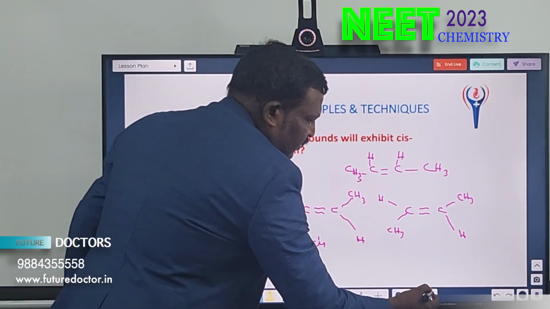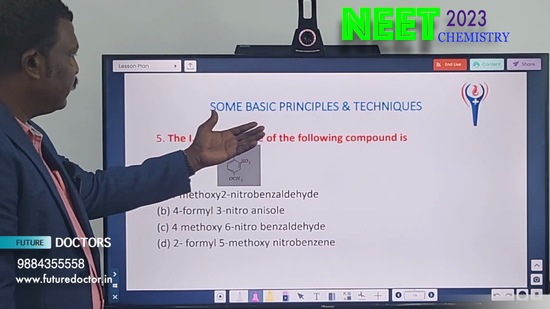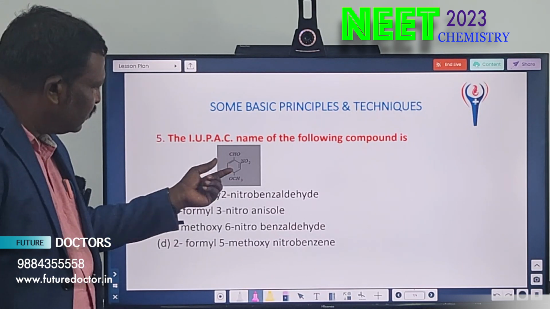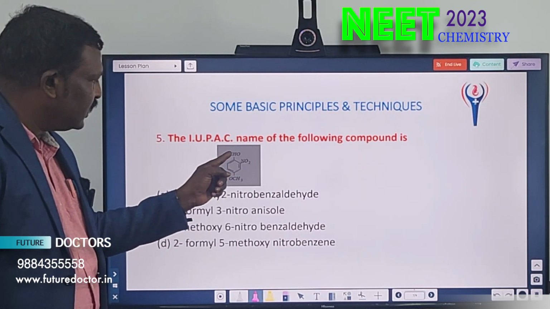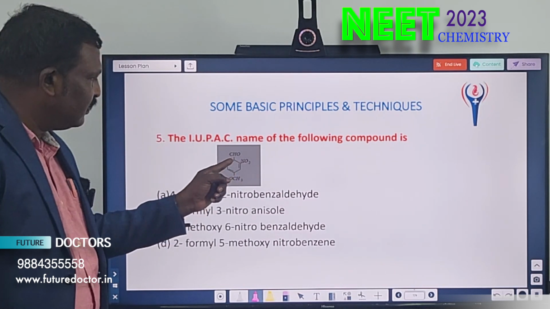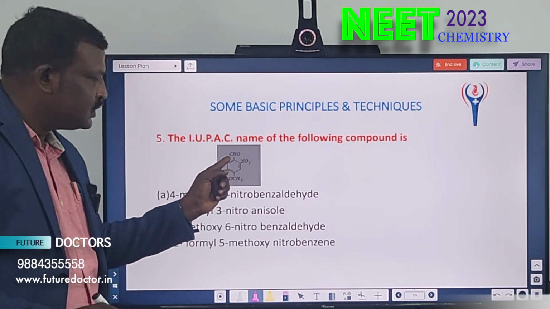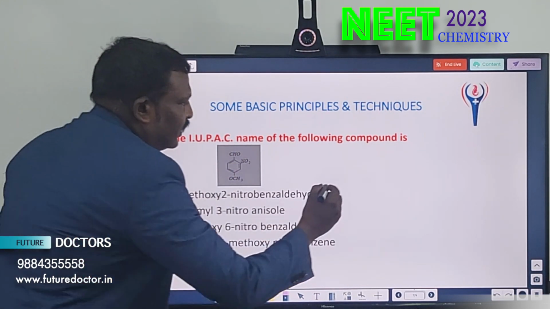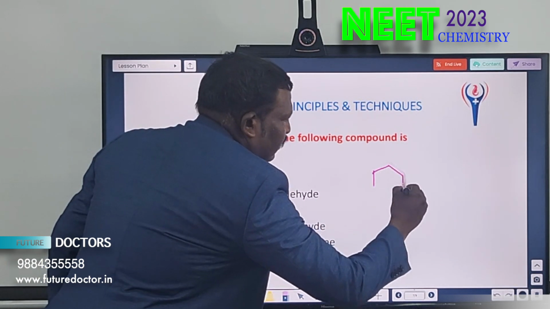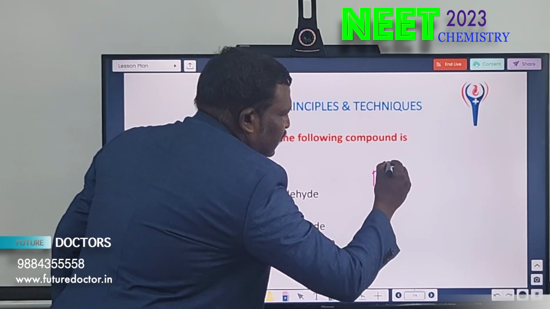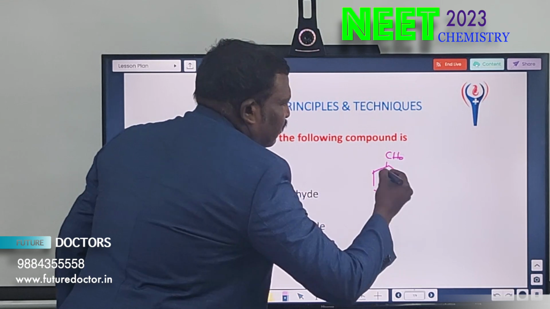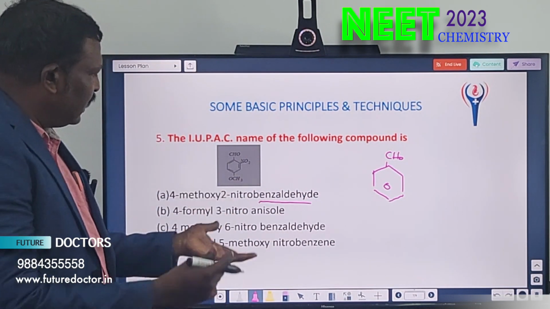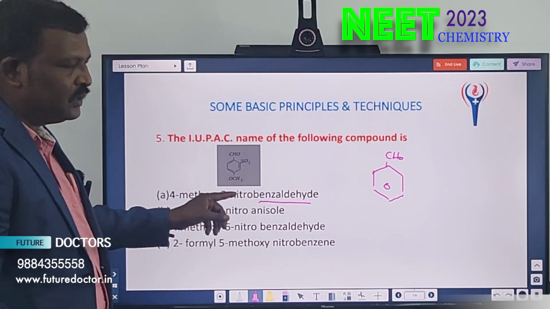Understood? Next one. IUPAC name of the following compounds. Okay, simple one. Suppose I am given, around the benzene, CHO is there, NO2 is there, OCH3 is there. So you give importance to the carbon-oriented group. So here CHO is the carbon-oriented group. Then only this is the basic compound. Okay, it's a parent. We consider this a parent compound. Understood? This is considered as a parent compound. So parent compound is what? Benzaldehyde. Understood?